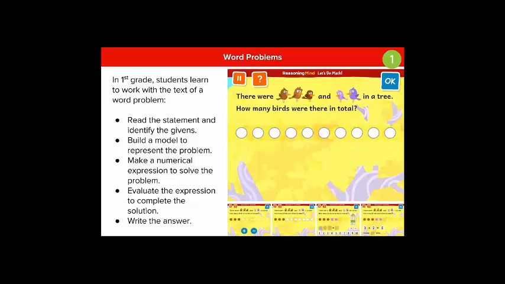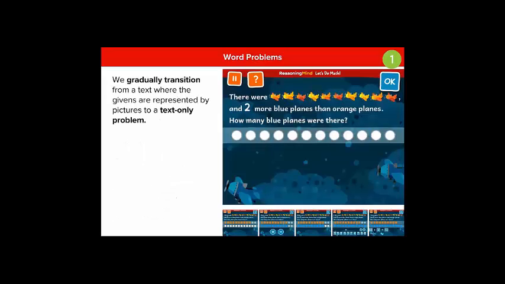And the method, as you can see at the bottom of the screen, is exactly the same as what we've done in pre-K. So the only difference here is that we have text instead of just pictures of birds. We gradually transition from text where the givens are represented by pictures to a text-only problem. So here you can see the relation "more than" is given with the numeral 2, whereas we still have a picture of 8 planes, or however many planes that is, 9 I think, and 10. And you can see on the bottom of the screen it's the same method of solution and the same model that we used for Maya's kites.